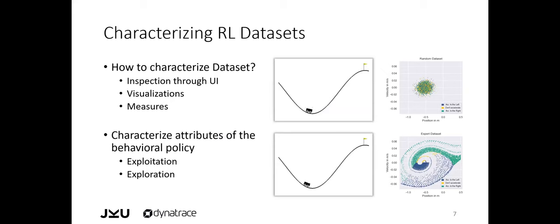The first question to ask is how to characterize a reinforcement learning dataset. Obviously, we could do that through visual inspection of the behavior or through visualization techniques, but that's very limited and only qualitative. More optimal would be to have some quantitative measures such as the episode length or the entropy of the action distribution, but it's not clear which ones to choose and which ones give insights into which algorithms work and which don't. What we tried to do is to characterize the attributes of the behavioral policy that was used to sample the dataset. We took the road of using the well-known exploitation versus exploration trade-off to get some measures.